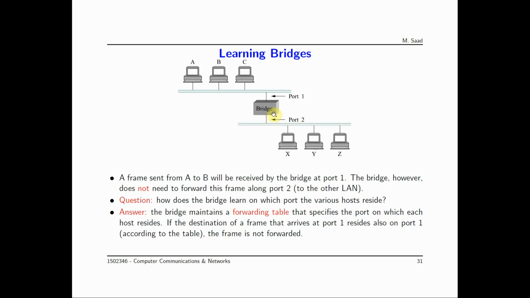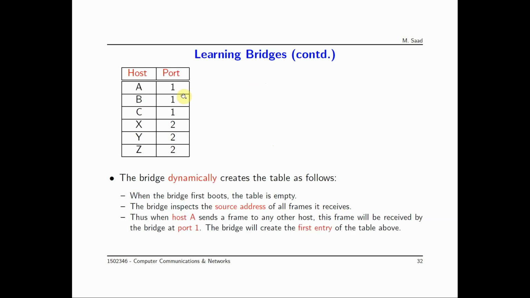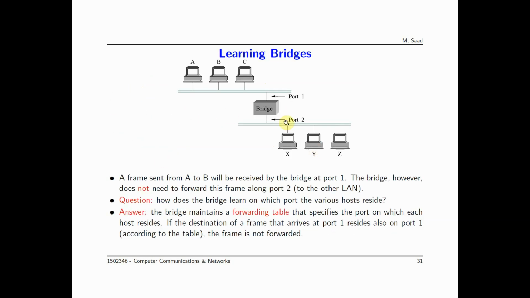Now question. The destination is connected to port 1, but the frame I just received as a bridge came from port 2. So the destination is on the opposite side, connected to another port. Do I have to forward? Yes, the bridge will forward, but this time not because it does not know where the destination is. No, it forwards because it knows the destination is on the other side.